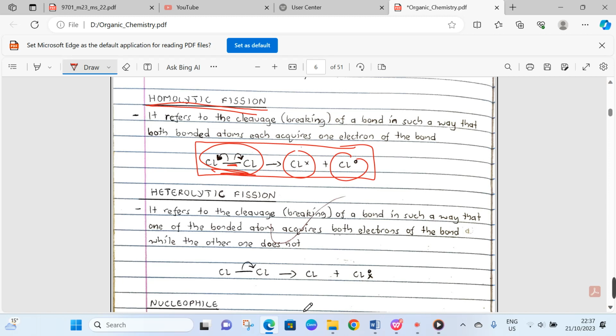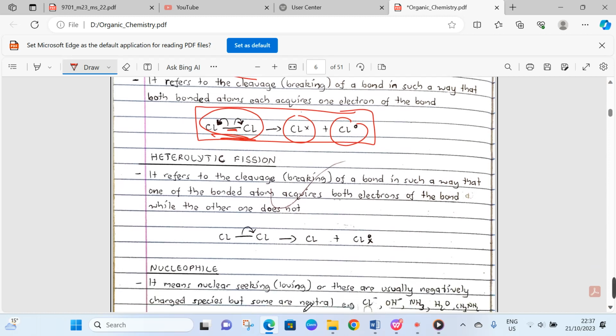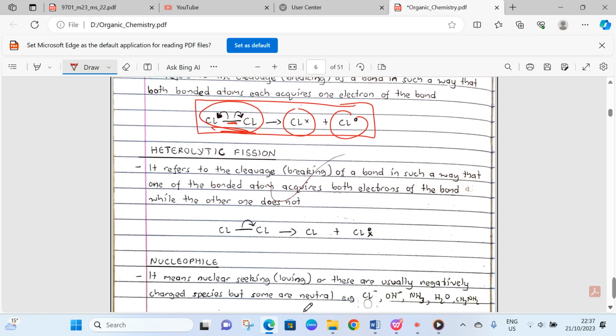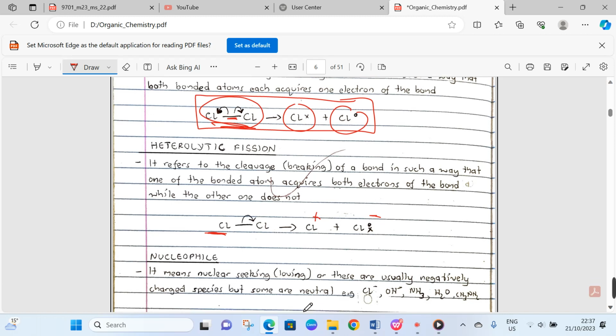Then there's heterolytic fission here. When heterolytic fission takes place, there is an uneven distribution of the bond electrons. So let's say this one here is deprived of electrons, in such a way that it becomes positively charged here. And this one takes all the electrons of the bond, and it becomes negatively charged. Okay, that's all. Don't forget to know the charges, right?